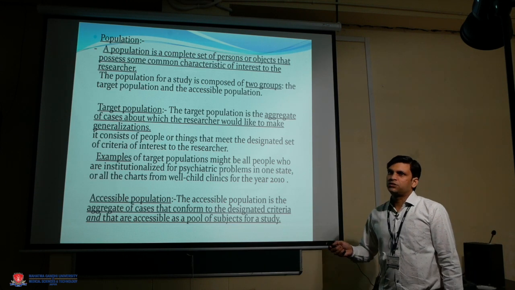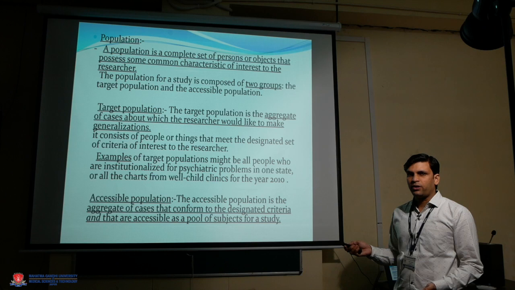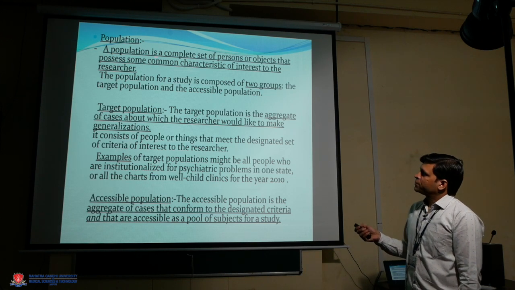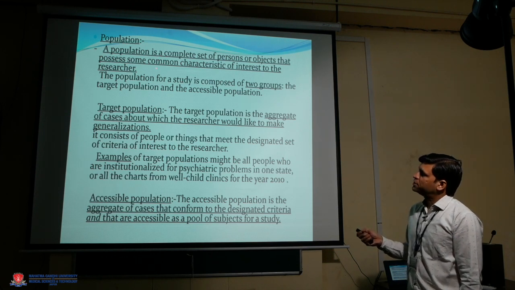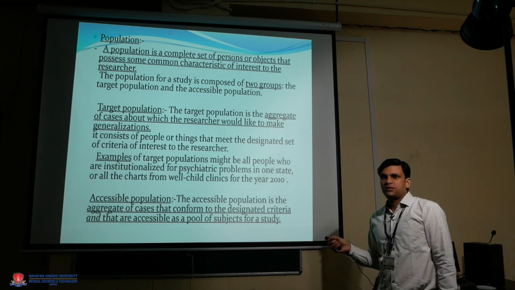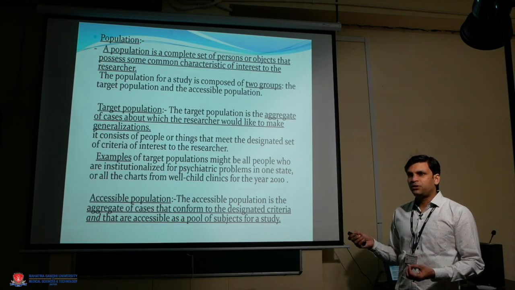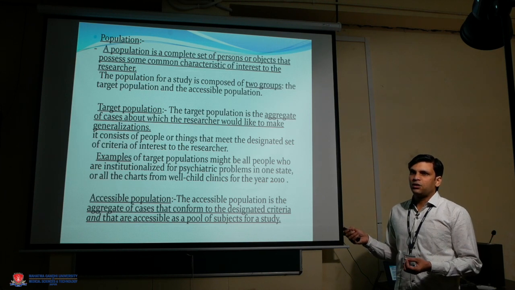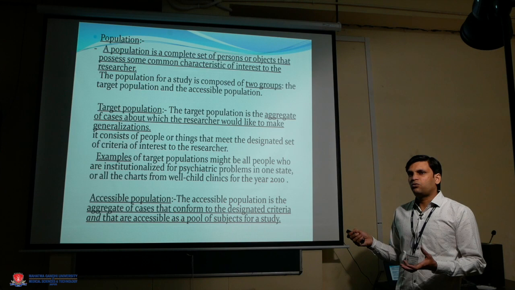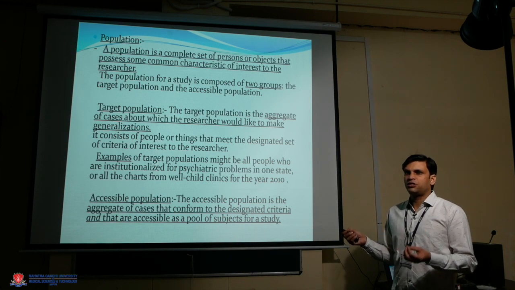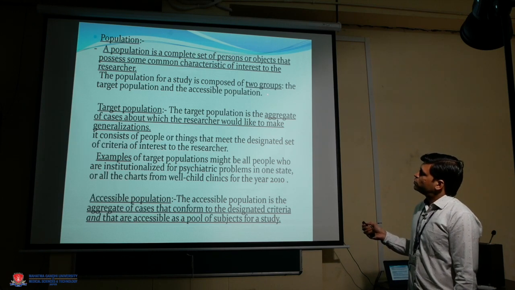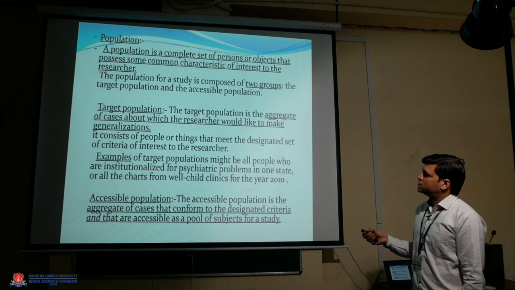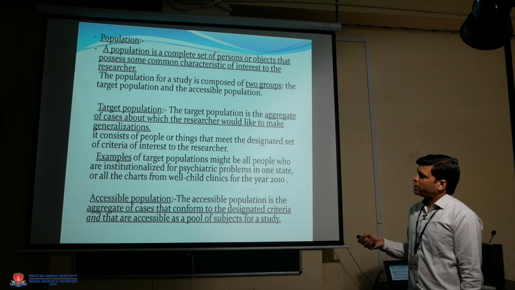The first terminology which is used very frequently in this chapter is population. We need to understand this first of all. A population is a complete set of persons or objects that possess some common characteristics of interest to the researcher. So we can say that it is a group of objects, people or situations which we will use in conducting research, but that must have common characteristics which the researcher is interested in. The population is composed of two groups, the target population and the accessible population. We will discuss both types of population one by one.